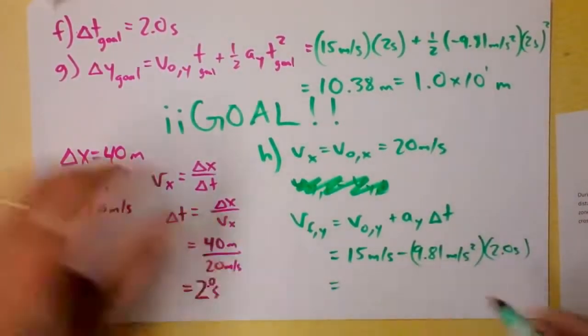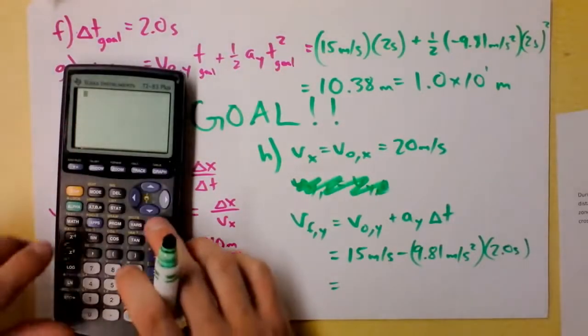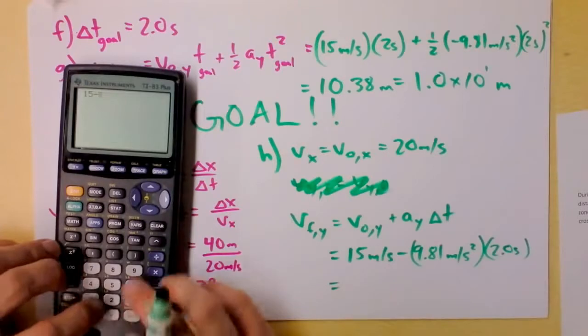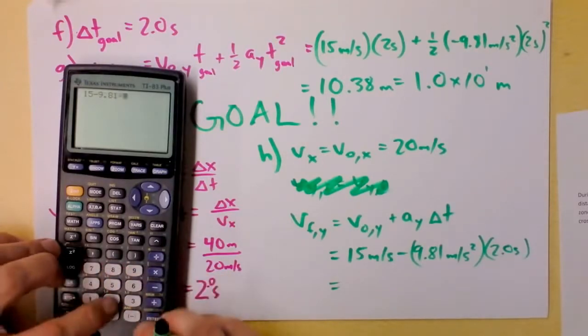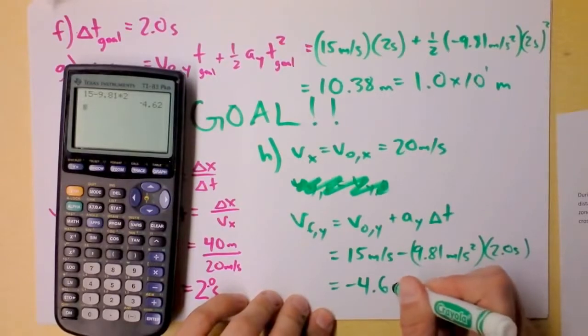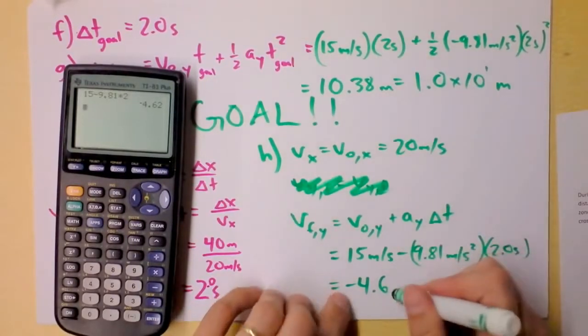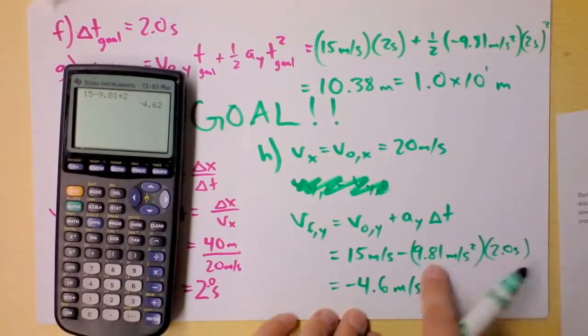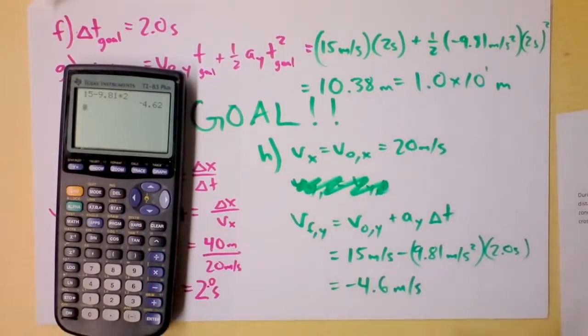Here we go. It's going to be something like negative 5, right? I got 15 minus 9.81 times 2. It is negative 4.62 meters per second. Velocity, meters per second. Units work out to be meters per second right here also. Of course.